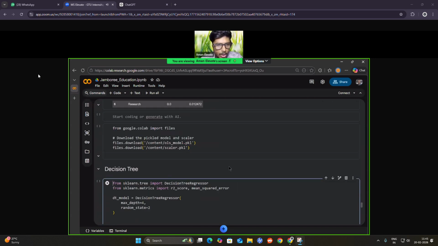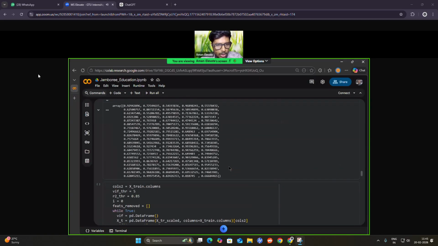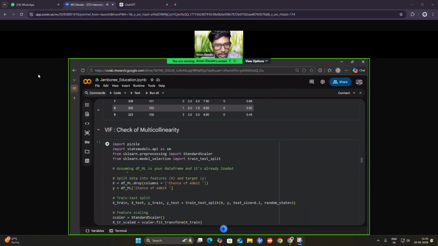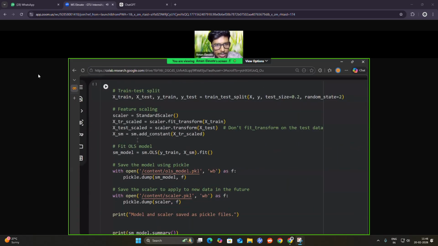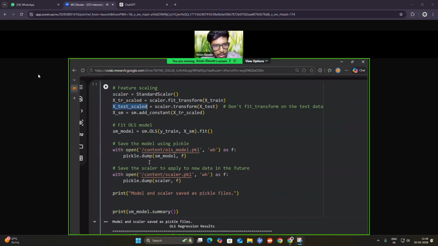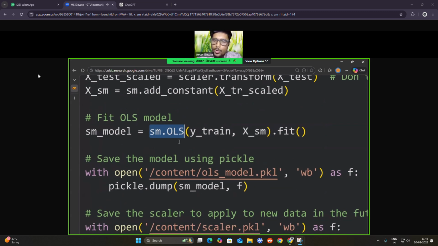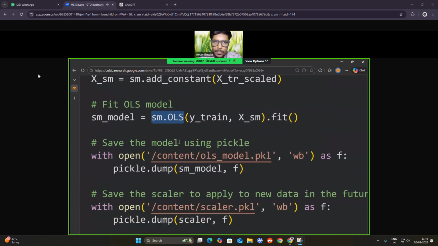Sure. Okay. So this is how it looks like. So we have done this standard scaling. Then we scaled our training data. We have scaled our test data. Okay. And then we actually tried to fit sm.ols, ordinary least squaring method. This sm.ols is nothing but an ordinary least squaring method. So it is used for linear regression only. It is used to fit the model for linear regression.